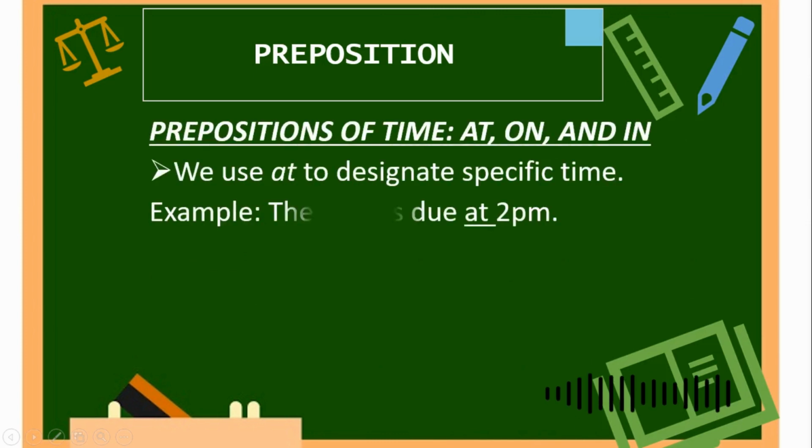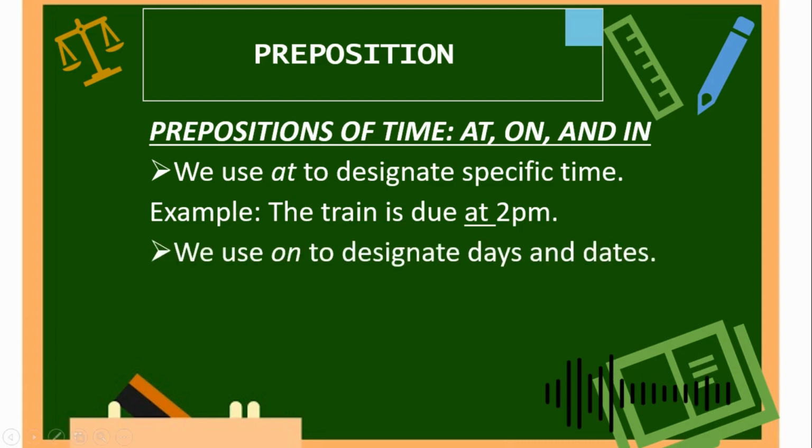Now, let's discuss the prepositions of time and place. Let's first discuss the prepositions of time: at, on, and in. We use at to designate a specific time. Example: the train is due at 2 p.m. So we have a specific time, 2 p.m., which is why we use the preposition at.